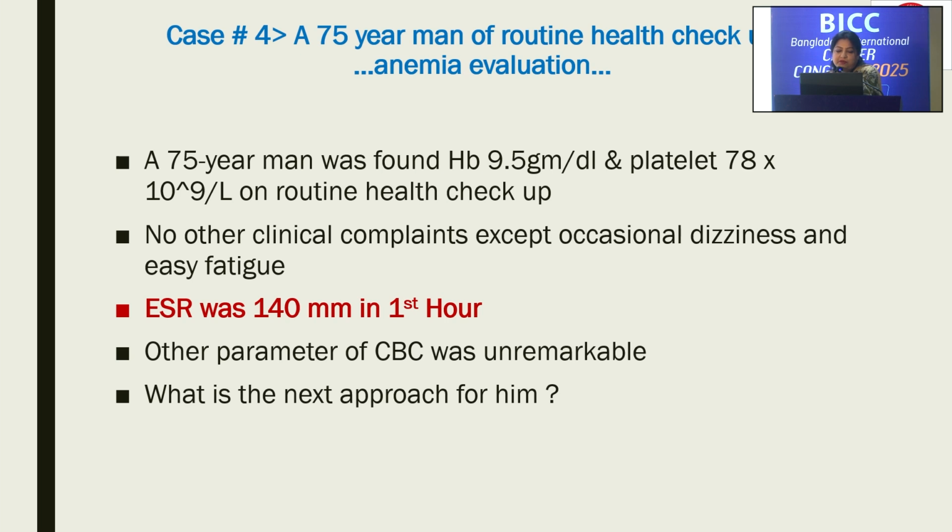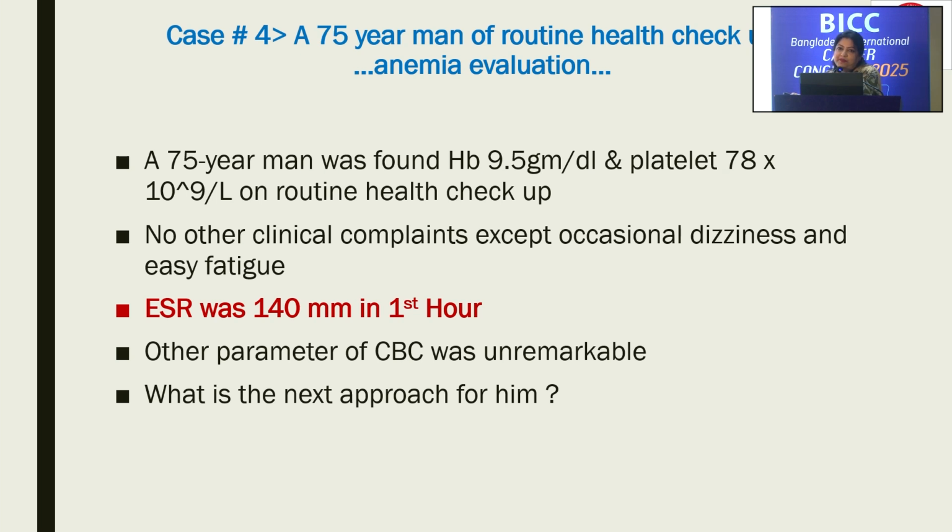Further flow cytometry was done, and this confirmed that there were clonal B lymphocytes at 70% and clonal plasma cells at 18%. So the diagnosis was lymphoplasmacytic lymphoma, or Waldenström macroglobulinemia.